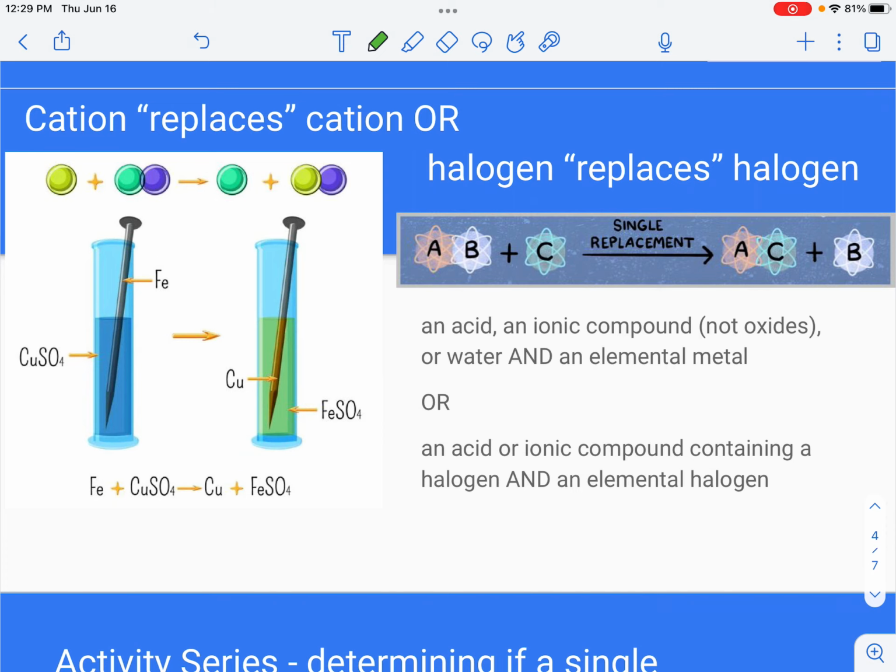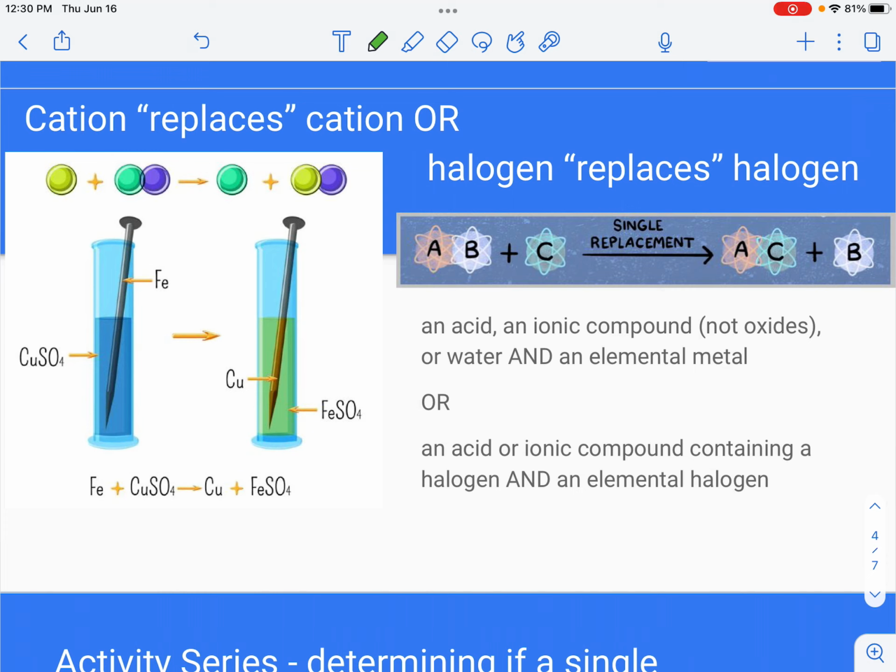So what you have is two options. Either you have the metal cation replacing the metal cation, or you have the metal cation replacing the hydrogen cation, or you have the hydrogen cation replacing a metal cation. So whoever the first ion is in the compound gets kicked out by something that would take its place, or you have a halogen replacing a halogen.